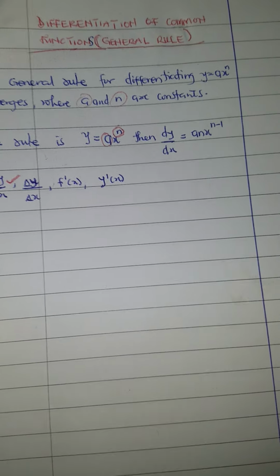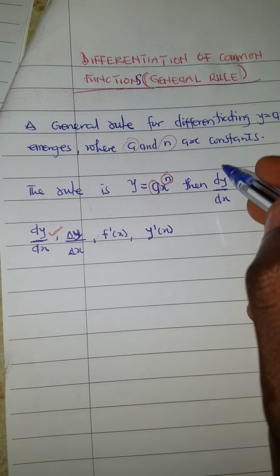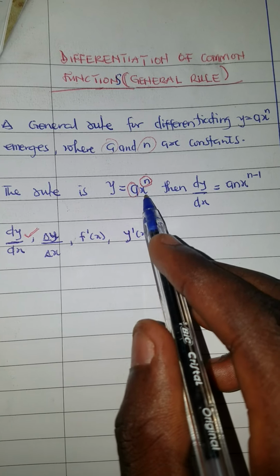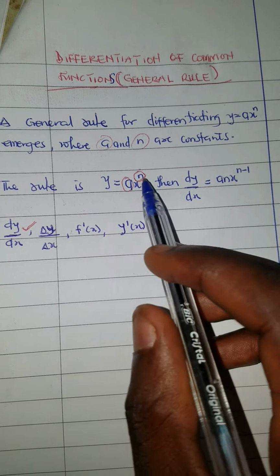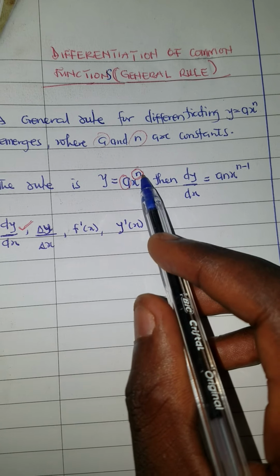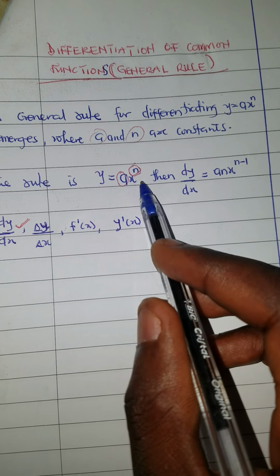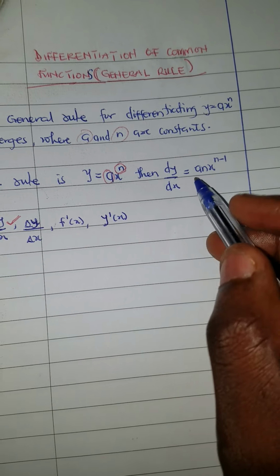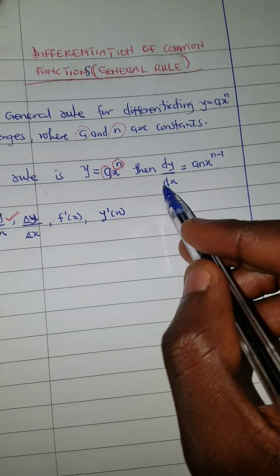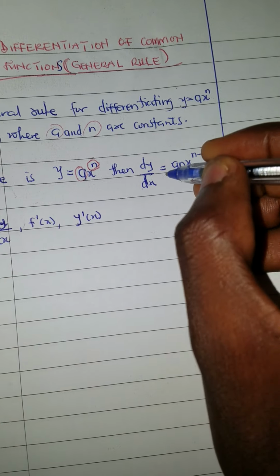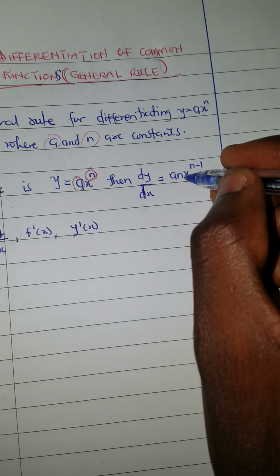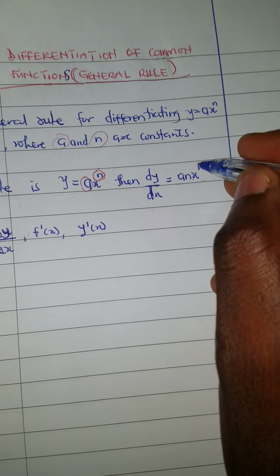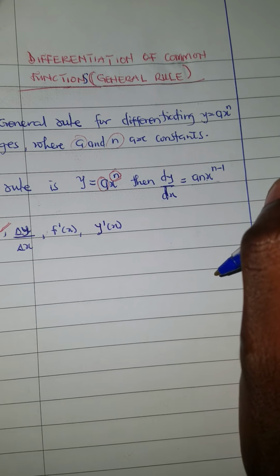So we have stated that the rule is y equal to ax raised to the power n. What you do is that you just pick this n at the top here, that is the power, multiply it by the whole function, and then subtract 1 from the power. That is what you are doing here. dy/dx, that is what we are looking for. dy/dx is equal to n times the function, and then subtract 1 from the power, or the index.